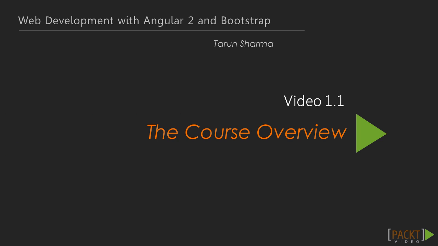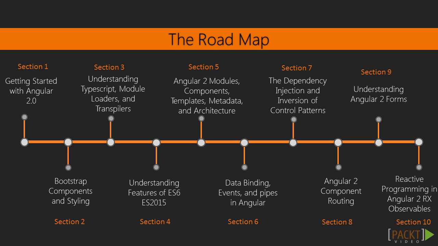In this course, we are going to cover Angular 2.0 application development with Bootstrap. This is the very first video in which we'll get an overview of the entire course. You will look at the course as a whole and at the topics of each section. The course is divided into 10 sections. The source code for each section can be found in the corresponding section in the Git repository.